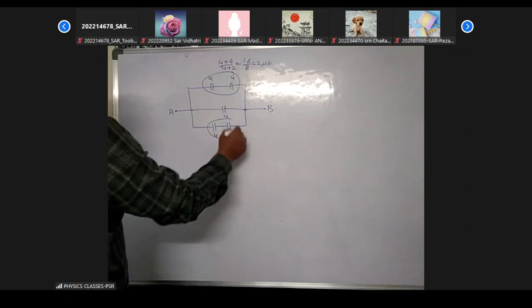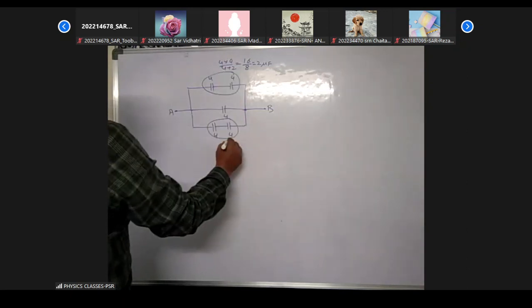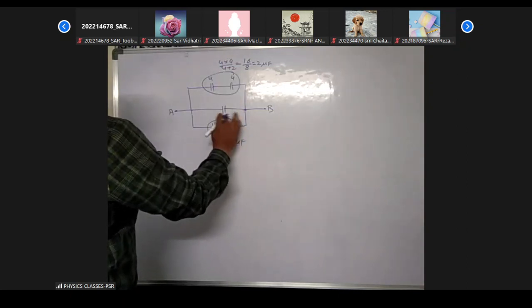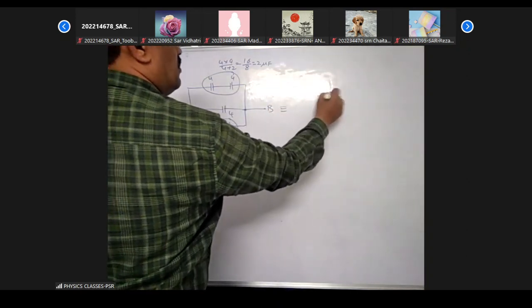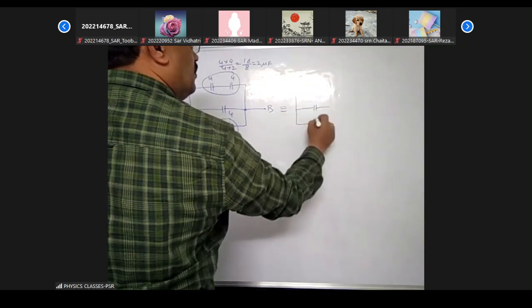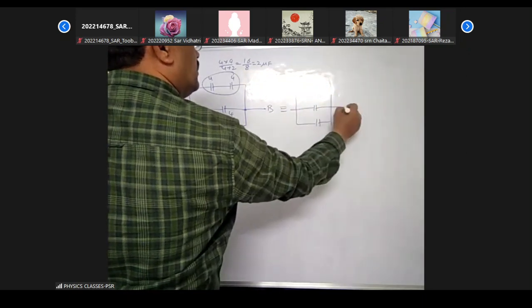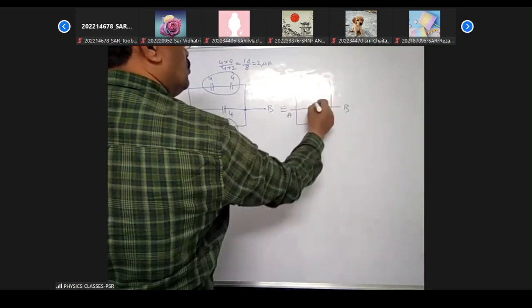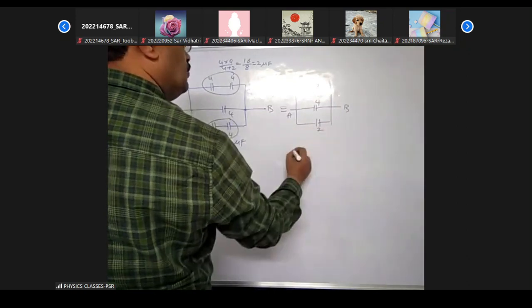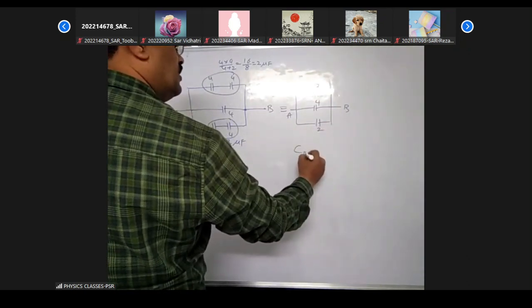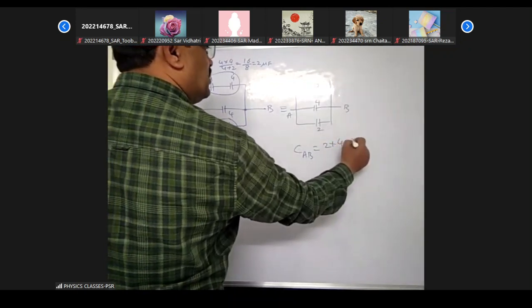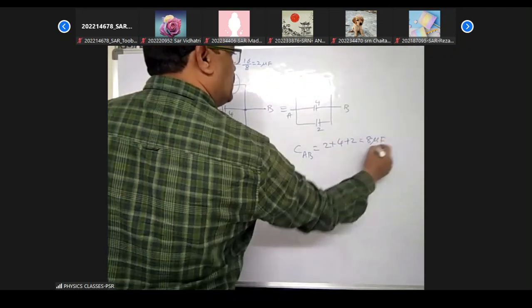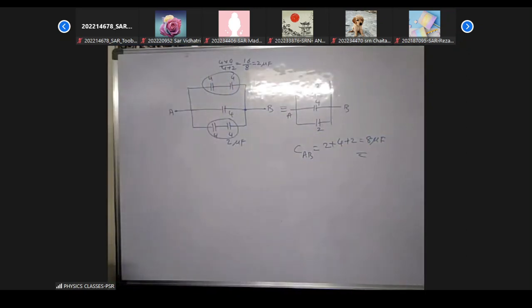This also is 2 microfarad. This is 4 microfarad. So this can be drawn like this. This is B, this is A. So this is 2, this is 4, this is 2. Therefore, C AB, all are in parallel: 2 plus 4 plus 2 is equal to 8 microfarads. First option.